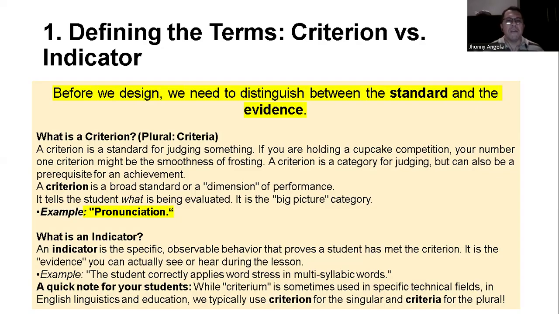A quick note for your students. Criterion is used in specific technical fields. Some cases you as a teacher can read in some books, and old books, the word criteria used like a synonym of criterion. For that reason, don't worry. It's sometimes used in specific technical fields. In English, linguistics, and education, we typically use criterion for singular and criteria for the plural, right? For that reason, don't worry, because in some cases this is the same.